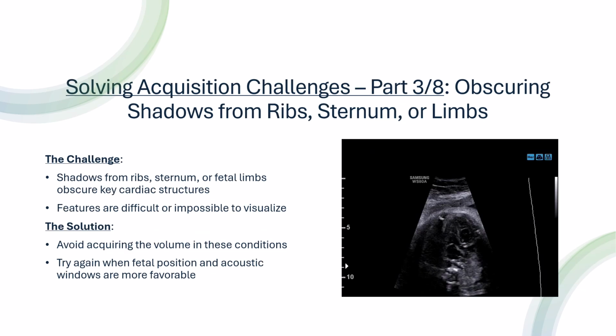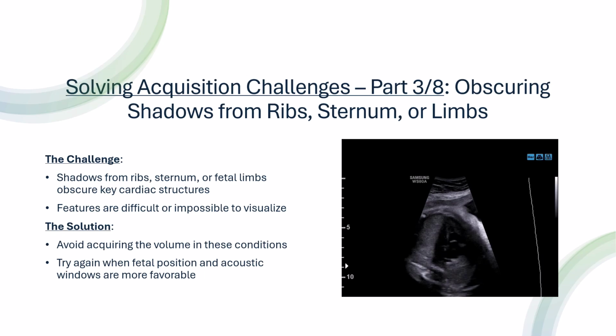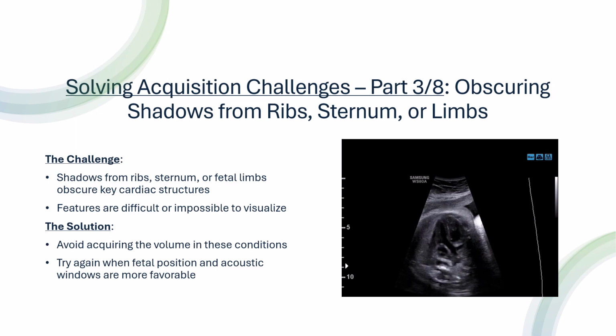Number 3, acoustic shadows. Whether it's ribs, the sternum, or a rogue fetal limb photo bombing your views, these can severely obscure cardiac anatomy. The solution is simple, don't force it. If shadows dominate the image, it's better to wait and reattempt the scan when the fetal position improves. Sometimes patience is your best probe setting.